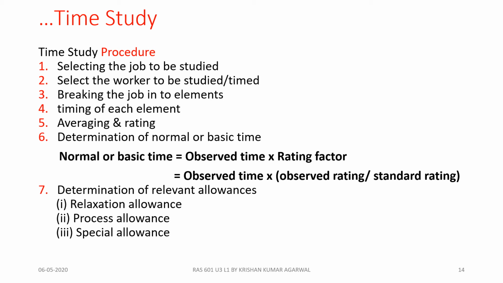Process allowances are the time frame that includes the changeover time, changeover in material, changeover in terms of tools and accessories, as well as special allowances that are situation based and arise not so frequently.